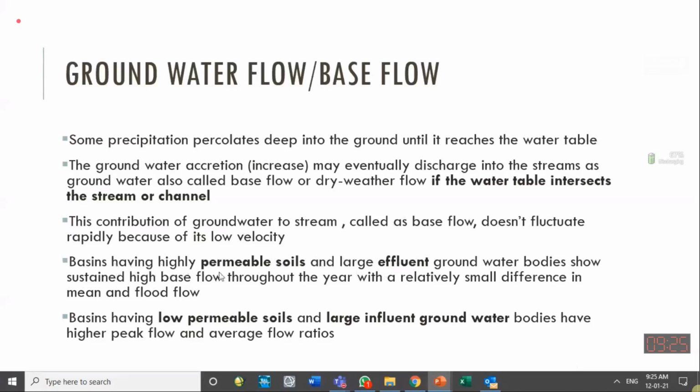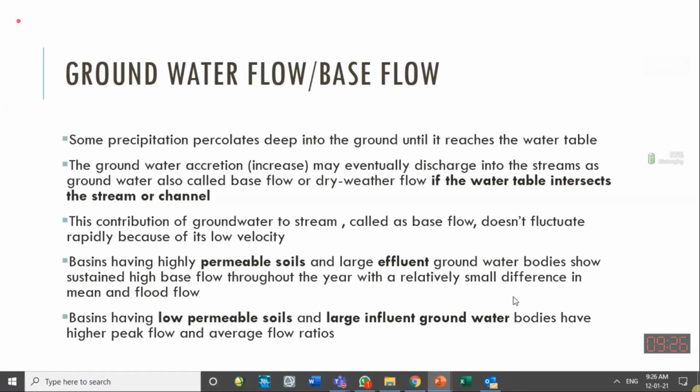Basin having highly permeable soil and large effluent groundwater bodies. Now you should know effluent groundwater bodies: those groundwater bodies which are releasing water. So they show sustained high base flow throughout the years. So we need permeable soil so that water can reach there and they can release water. Permeable soil gets water easily, permeable soil releases water easily.